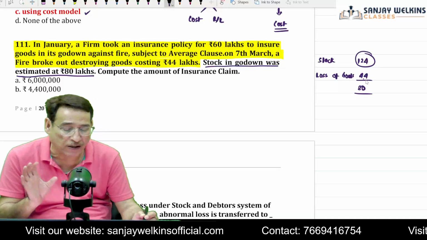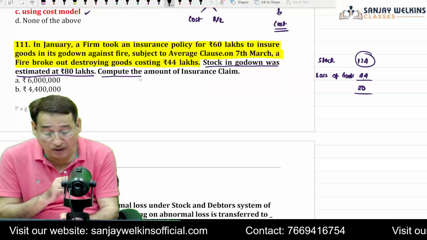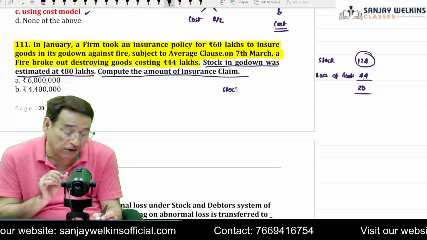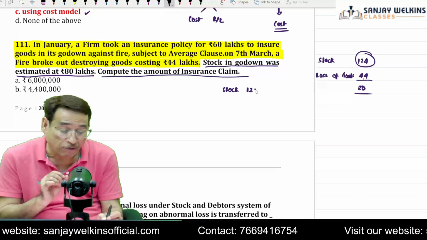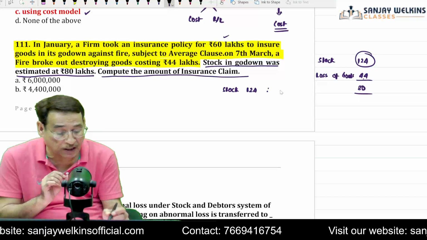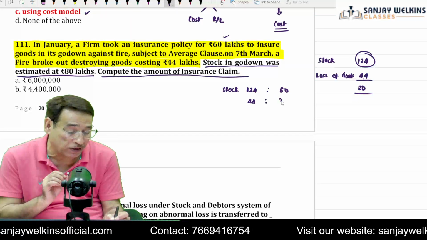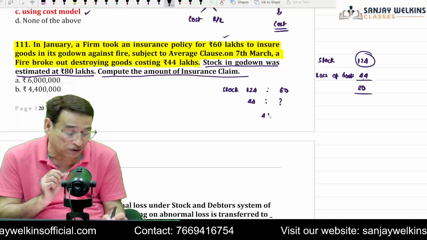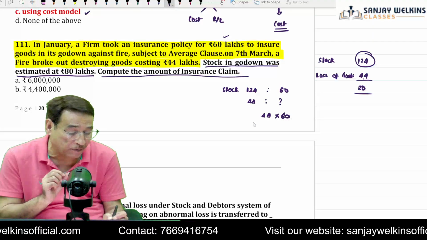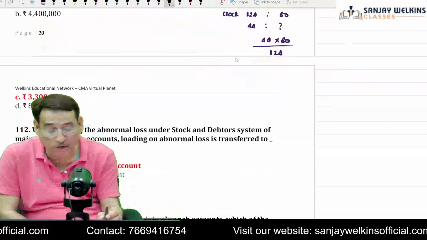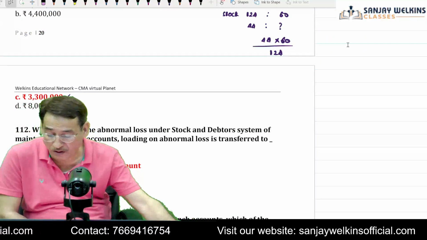No doubt about that. Compute the amount of insurance claim. So for a stock of 124 lakh, we have taken an insurance policy of 60 lakhs and our loss of stock is 44 lakhs. So what will be the amount of insurance claim? That is equal to 44 into 60 divided by 124 and you can get the answer. Correct? The answer will be 33 lakhs. So this will be your answer.